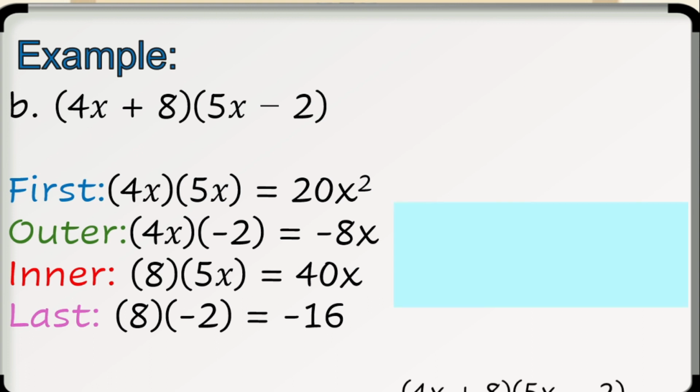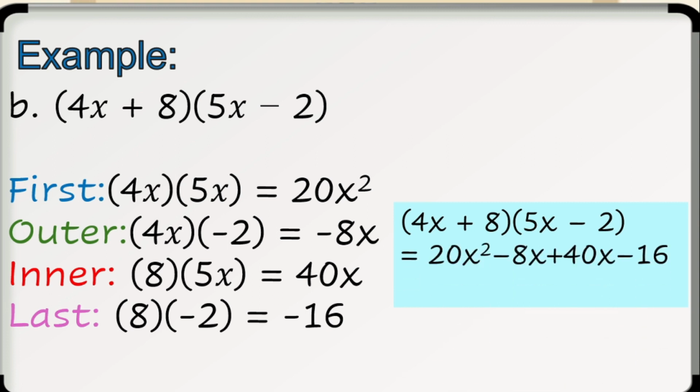Therefore, the quantity of 4x plus 8 times the quantity of 5x minus 2 is equal to 20x squared minus 8x plus 40x minus 16, which is equal to 20x squared plus 32x minus 16.